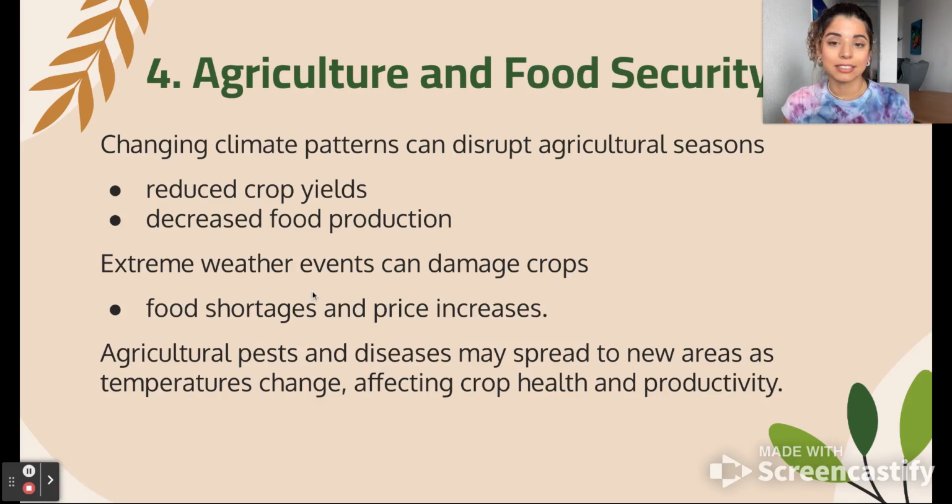Another element to this is if there's extreme weather events that damage crops, that's going to be the same result, food shortages and price increases. Pests and diseases can also spread to other areas that maybe they weren't able to survive before as temperatures change. And that absolutely also affects crop health and productivity. So again, we can see a lot of different implications for agriculture and then being able to have a steady and adequate access to food supply.